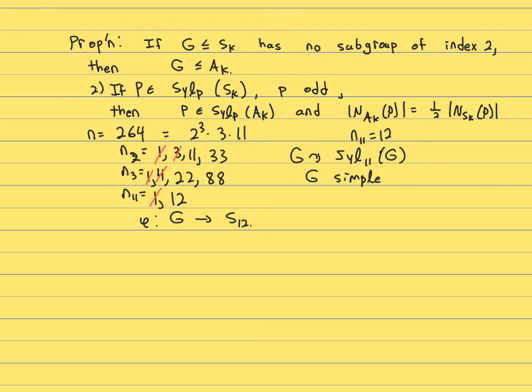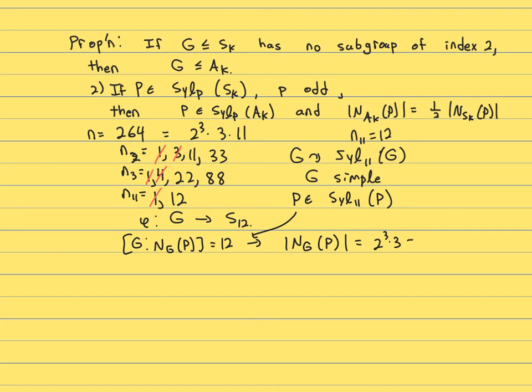I'll take that Sylow 11 subgroup, and the index of its normalizer is 12. So it has order 2 cubed times 3, which is 24.